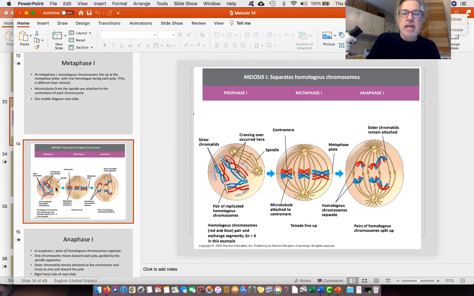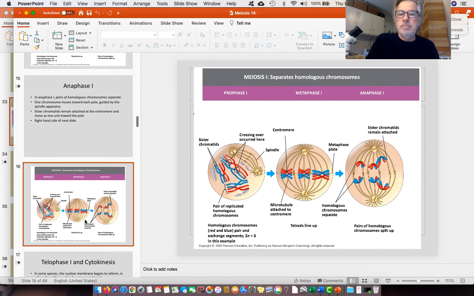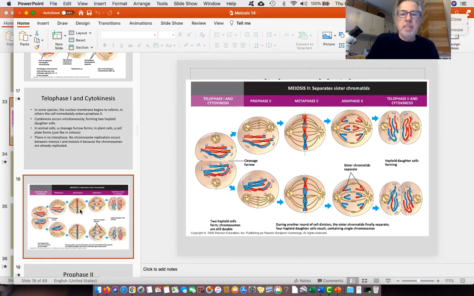In telophase, the nuclear membrane begins to reform. But note, these cells are now haploid. They only have 3 total chromosomes. Usually the nuclear membrane will only partially reform and then will redissolve as we go into prophase 2. You can see that as a vestigial trait of mitosis, the fact that the membrane reforms and then goes away again is a vestigial trait.